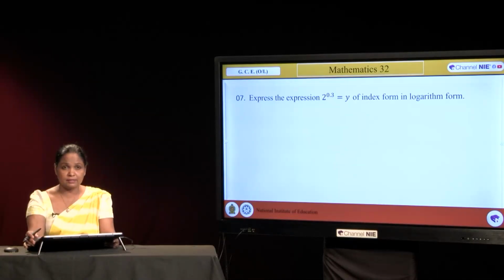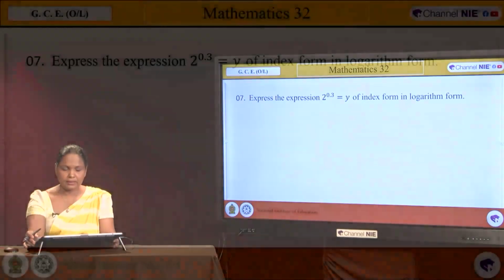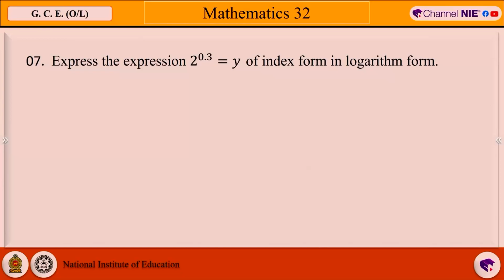Right. It says in the 7th question, express the expression 2 to the power 0.3 equals y of index form in logarithm form. Then you will get the answer as log of y to the base 2 equals 0.3. If you feel this difficult, then you can use a similar problem which is familiar for you. Suppose you have 2 to the power 3, it equals 8.